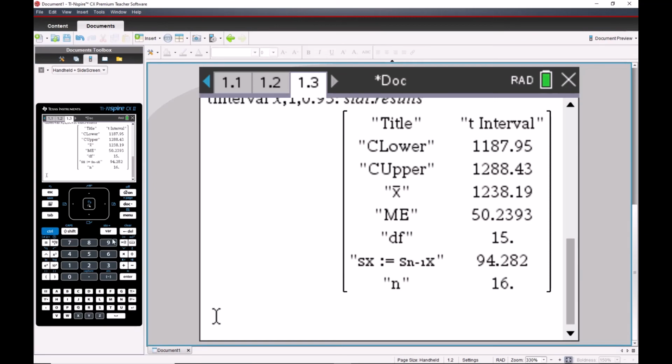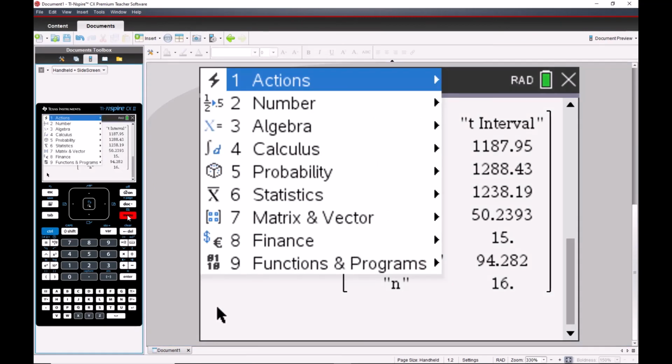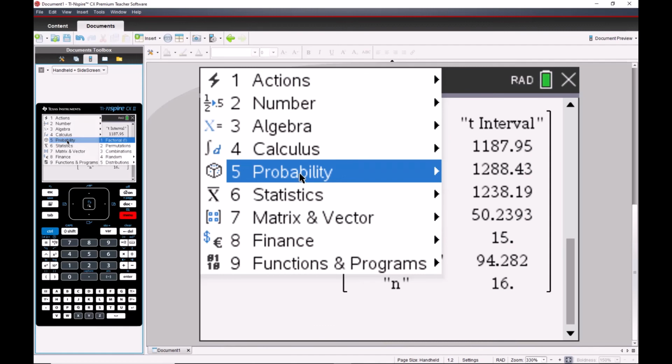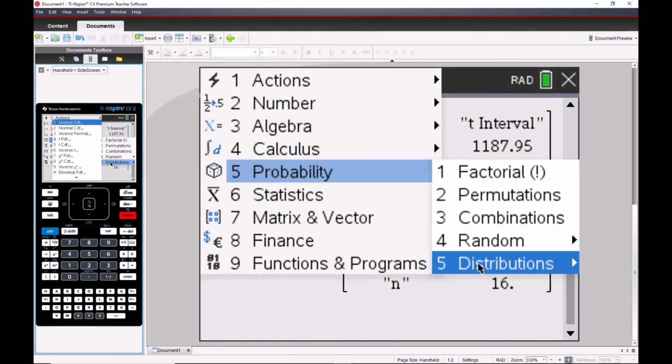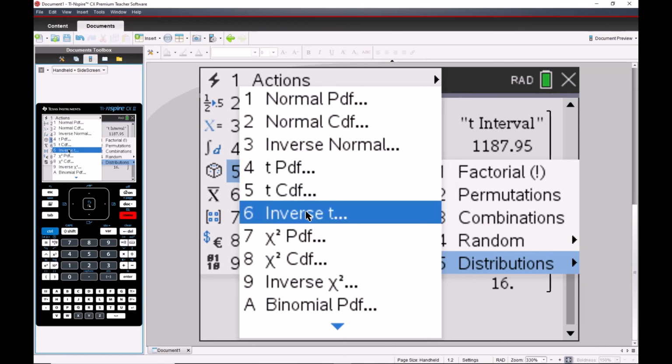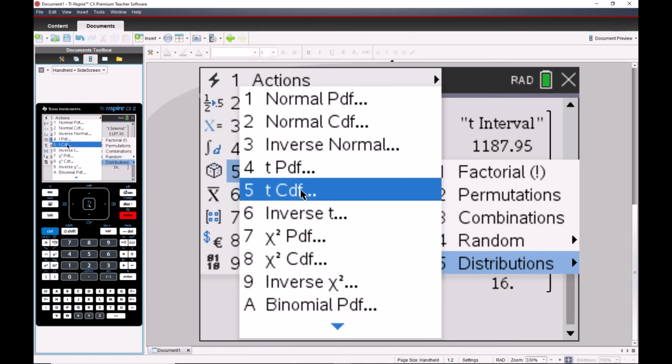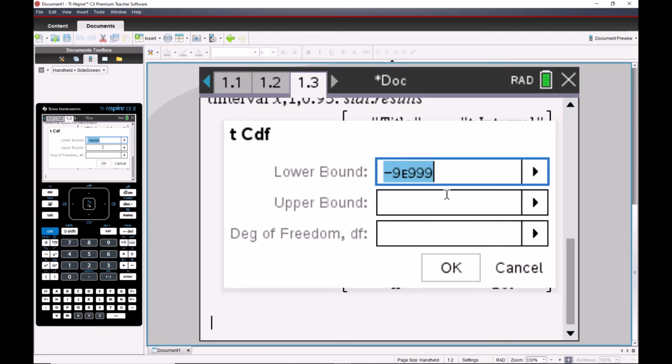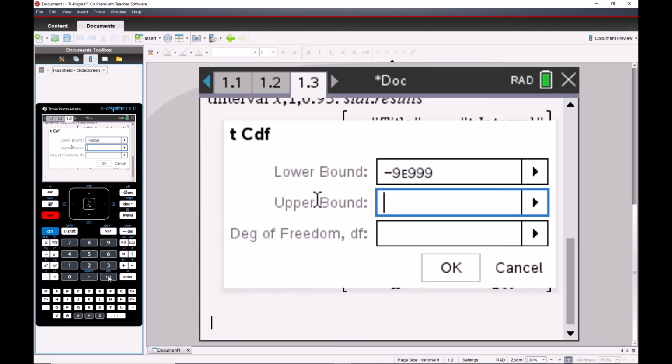So menu, and remember normal CDF, they're under probability and distributions, right? And there it is, not only t-CDF, but inverse t as well. So t-CDF, let's pick it. All right, this is already at negative infinity, so I'm just going to keep it there. And I believe this was negative 2.8987. That was our test statistic. And we had 49 degrees of freedom.